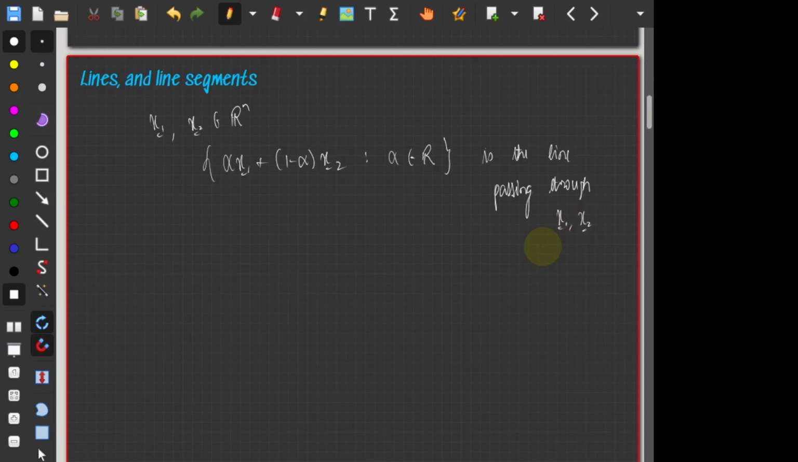Firstly, it passes through x1 and x2. That is clear, right? Just by setting alpha equal to 0 or alpha equal to 1, you get x1 or x2. How do we argue that this is a straight line? Yes, sorry, who said this? Yeah. So there is the interpolation between x1 and x2, so it must lie within the line joining the points x1 and x2. What do you mean by the interpolation of x1 and x2?